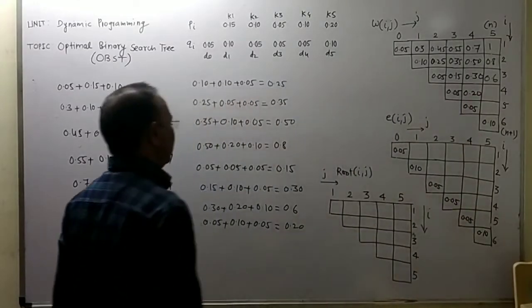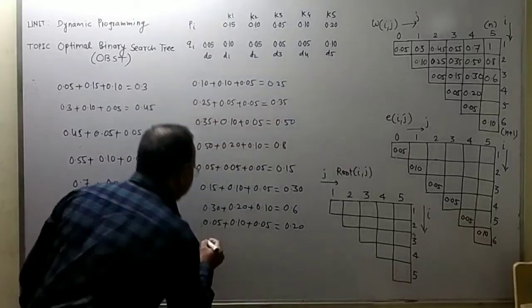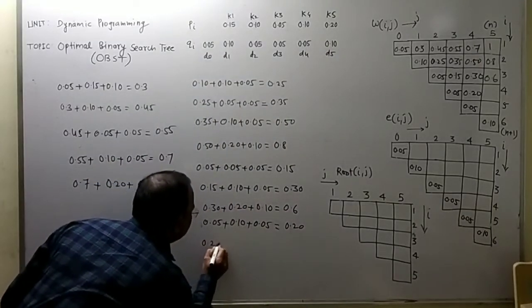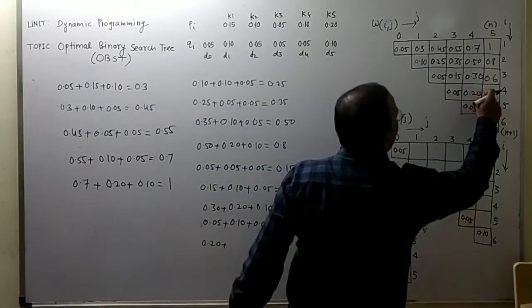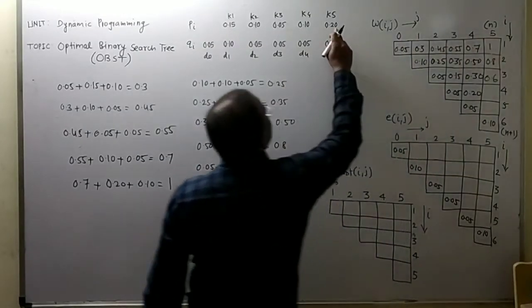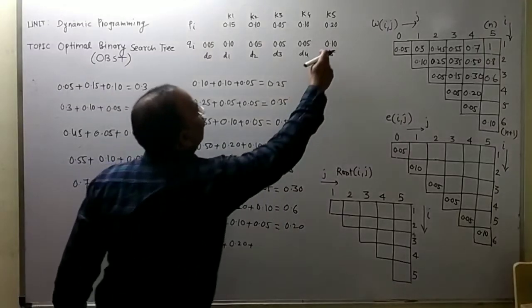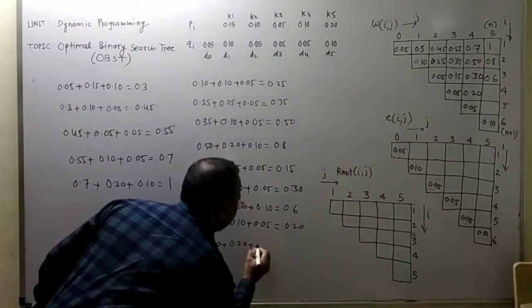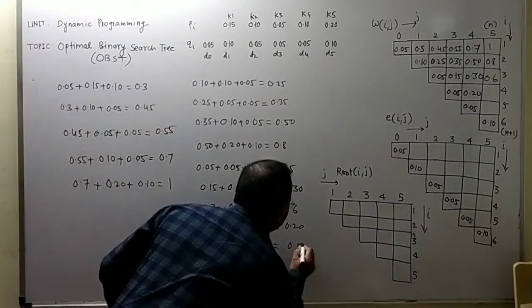0.20. Then for this cell, consider the previous value, that is 0.20 plus the probability of K5 and D5, that is 0.20 plus 0.10, is equal to 0.5.